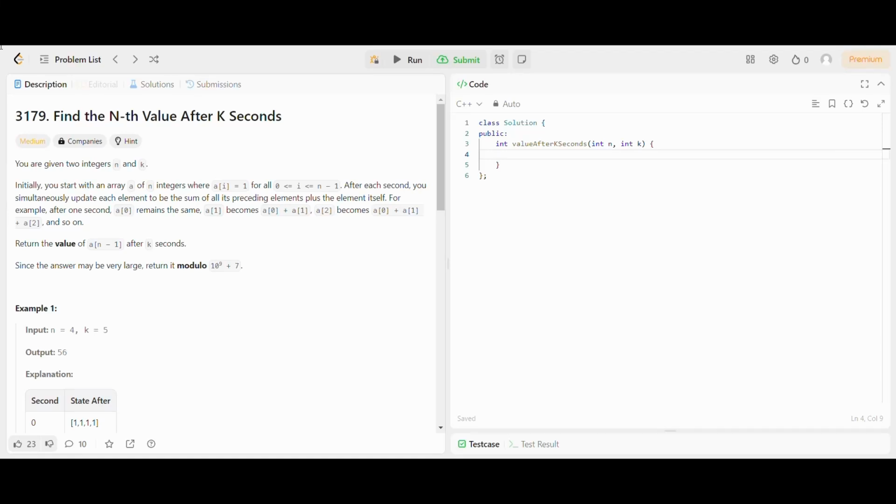Hello friends, today I will solve a LeetCode medium problem that was asked in weekly contest 401.